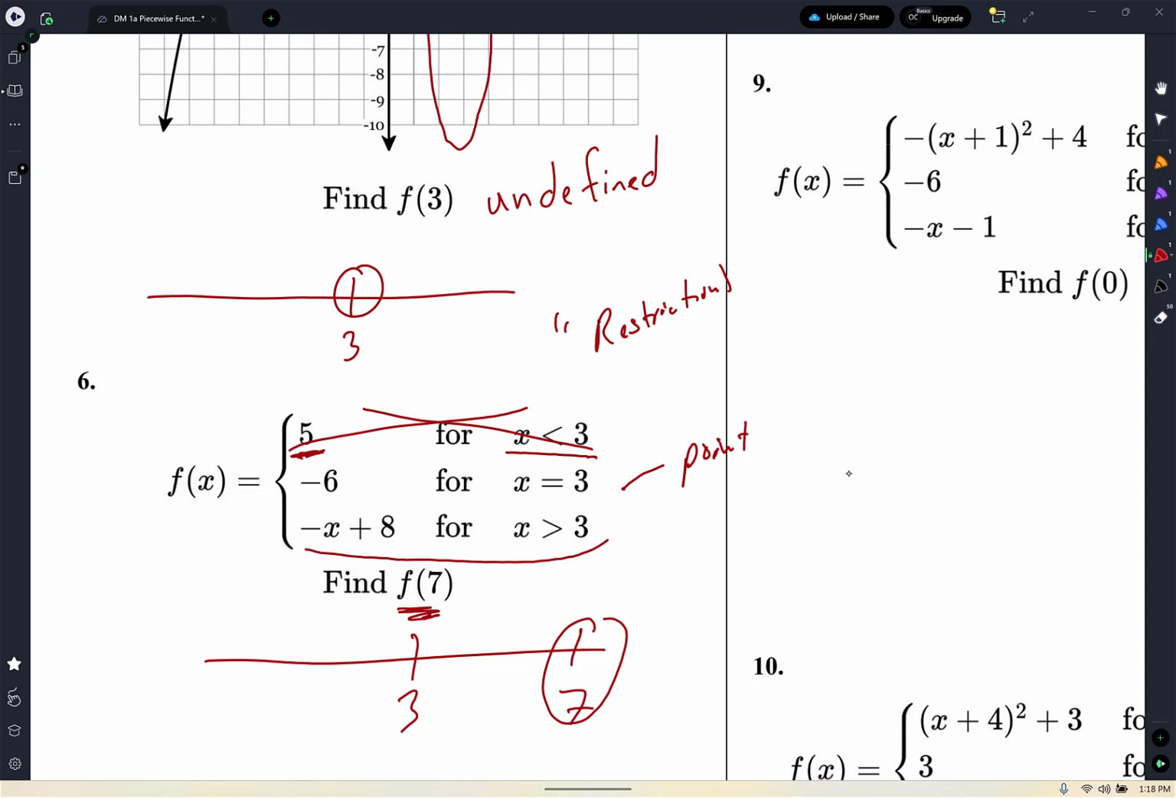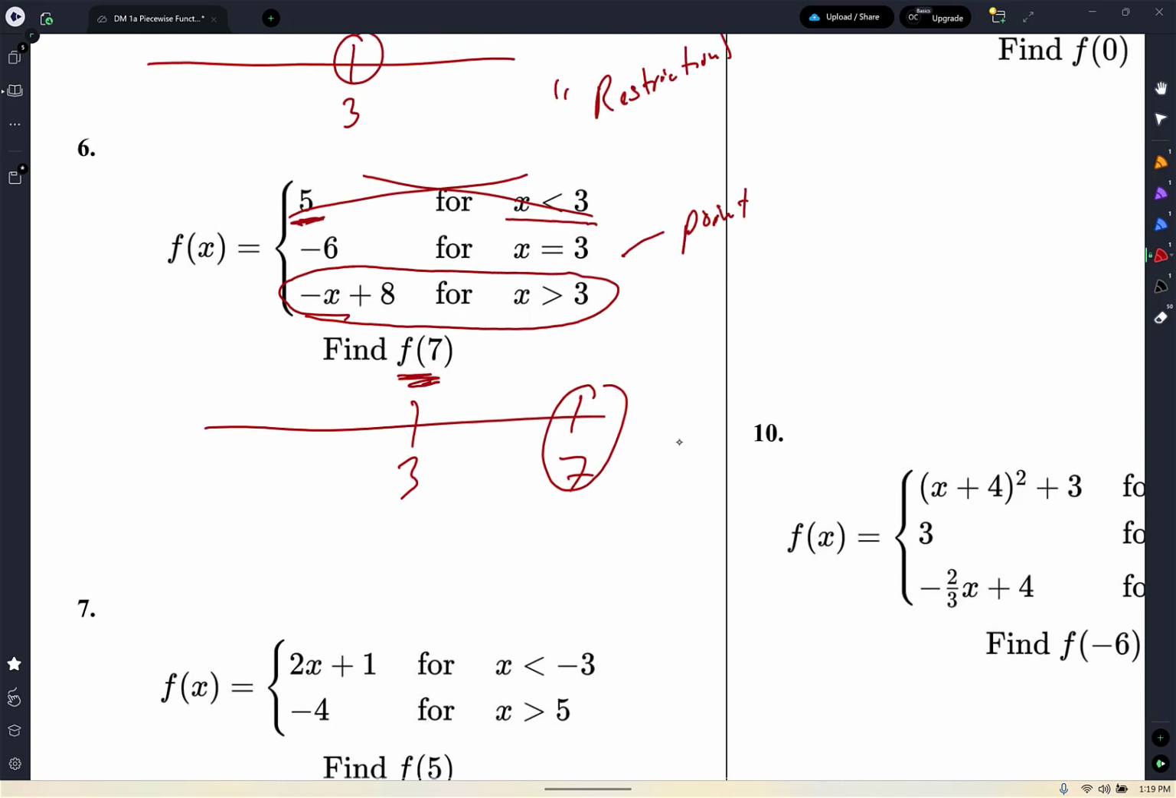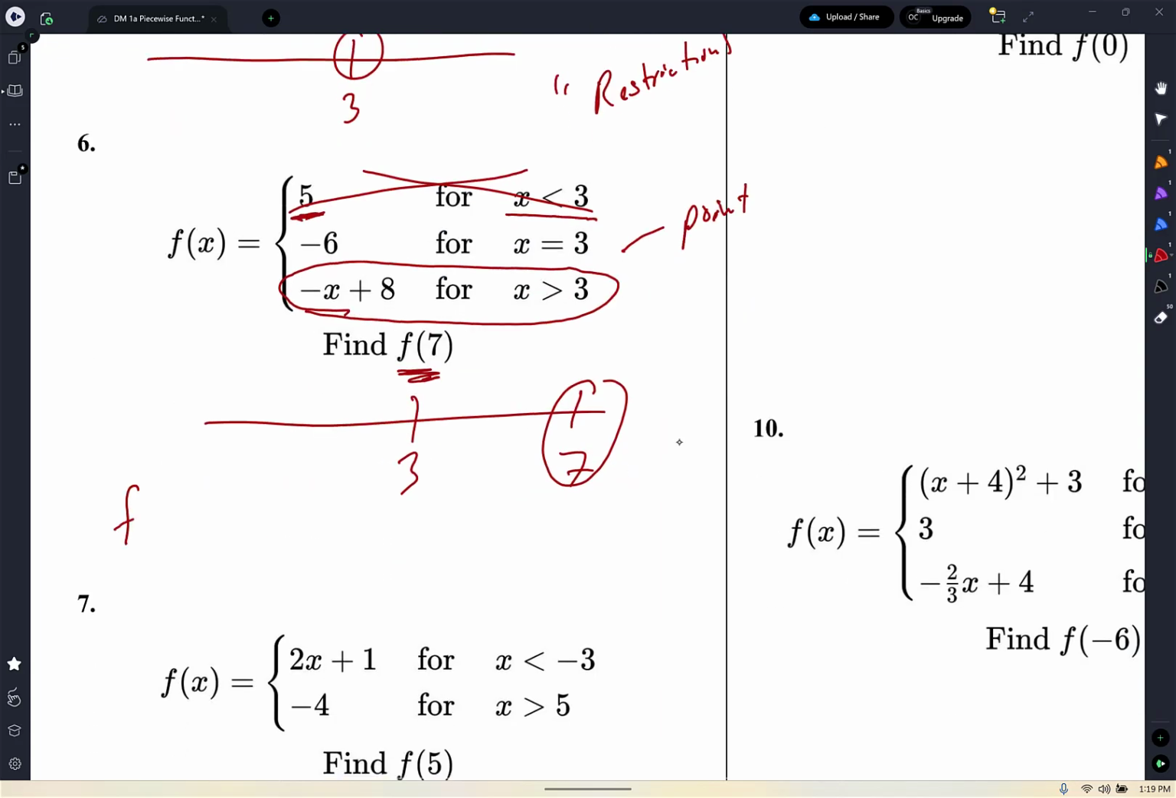So I'm focused just on that expression, the negative x plus 8. Does that make sense to you guys? Okay. So here we go. I'm going to write f of 7 is equal to, and then from all 3 of these, I'm going to use the bottom one because that's the one that says x greater than 3. So negative on the outside, in parentheses, I'm going to put 7, close, plus 8. Negative 7 plus 8 without a calculator is 1. That's it. Done. F of 7 equals 1.